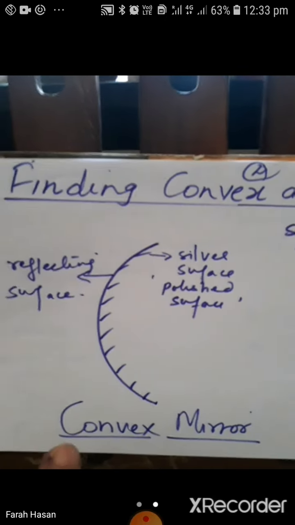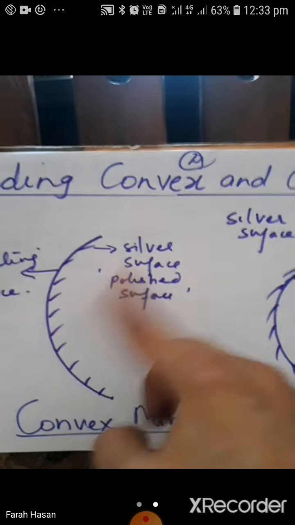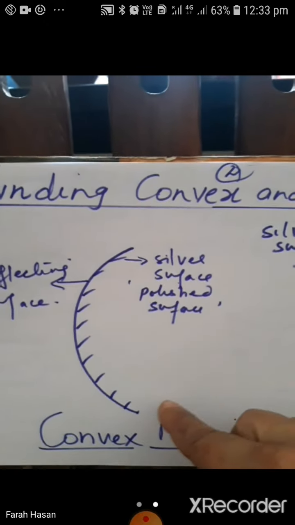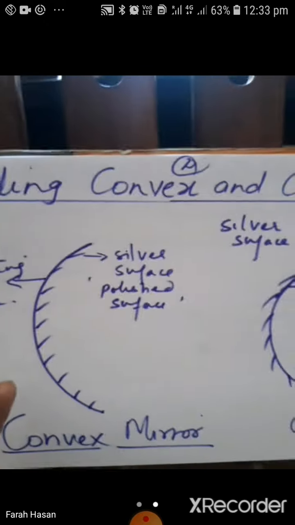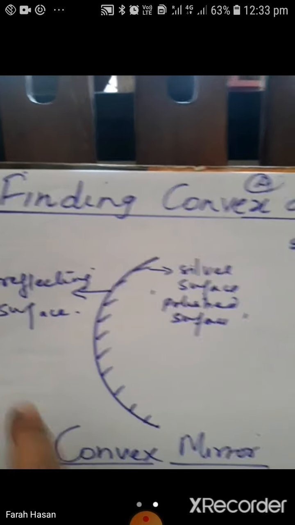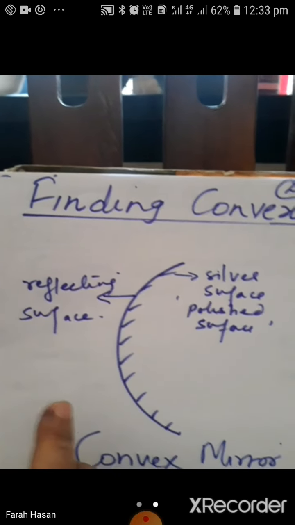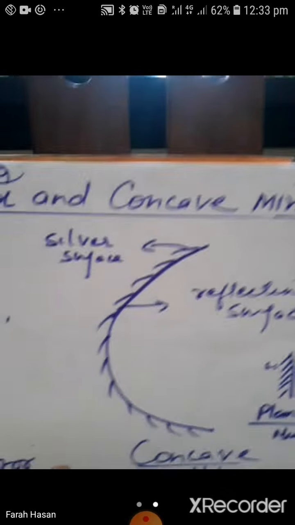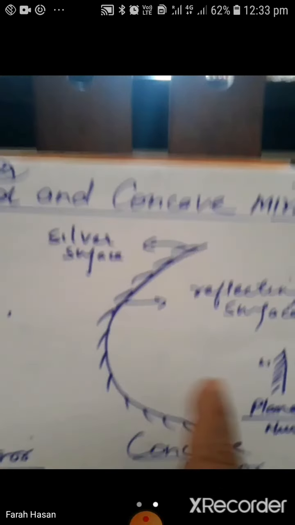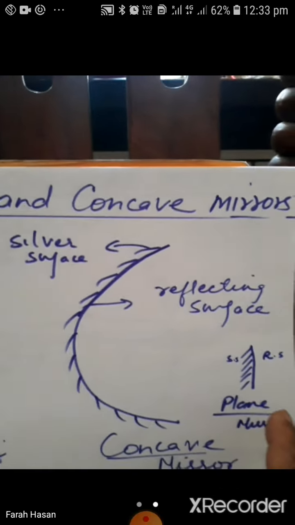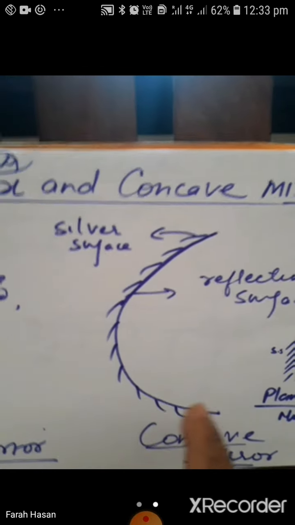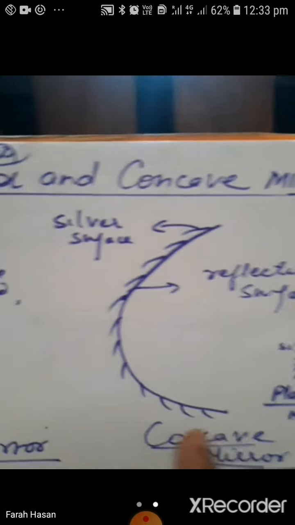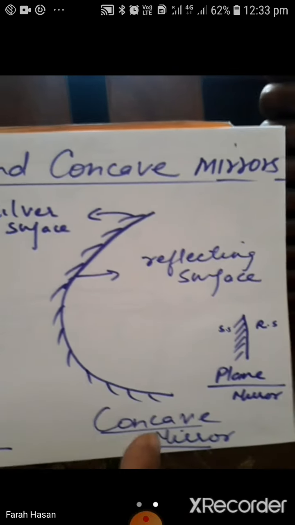Now in case of a convex mirror, the silver side, that is the polished surface, is towards the hollow part, and the bulged part is the reflecting part. That is, the light will be reflected on the reflecting surface, that is the bulged surface, and that is known as the convex mirror. In case of a concave mirror, the reflecting surface is the hollow surface, while the polished surface or the silver surface is the bulged surface. So that is concave mirror.